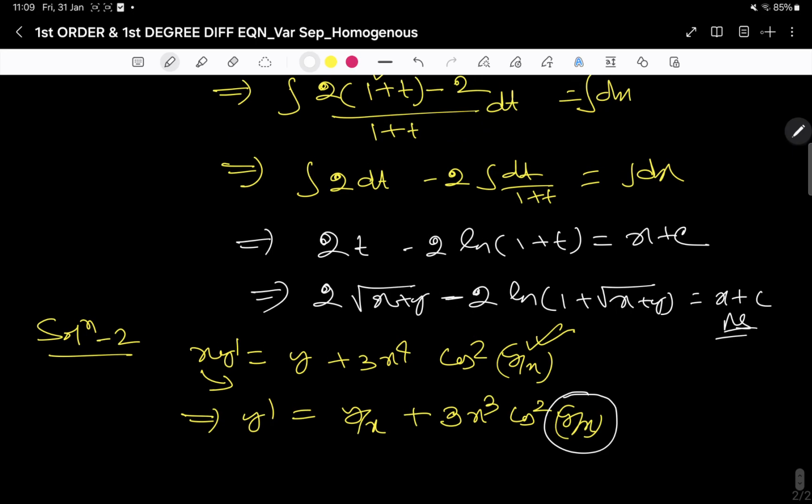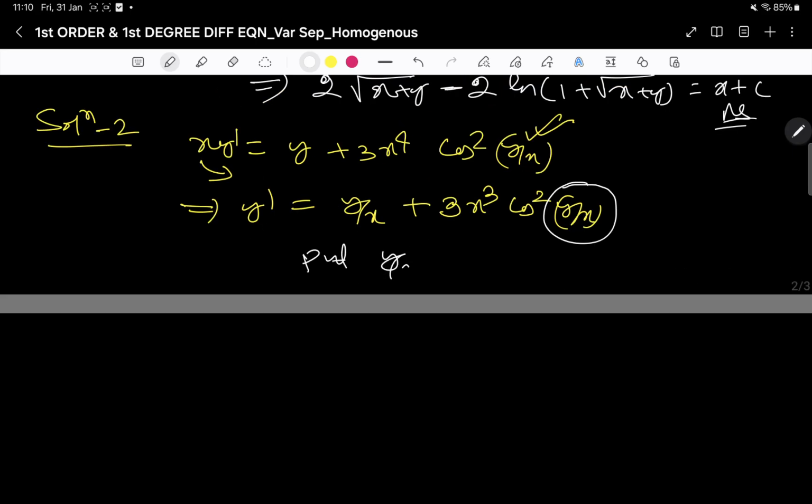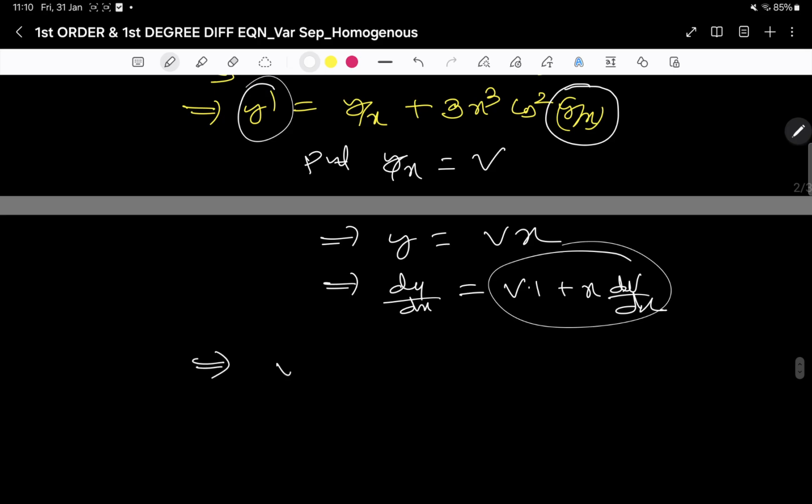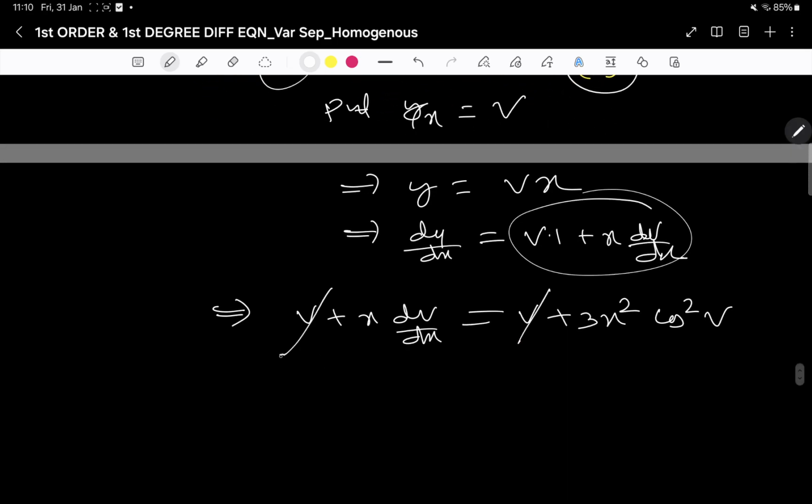Or y by x is equal to v. Now we put y by x is equal to v. So this implies y is equal to vx. If you differentiate it, dy by dx is equal to v into 1 plus x dv by dx. So in place of y dash, you substitute this. So this implies v plus x dv by dx. On the right hand side it is v plus 3x square cos square v. Now we separate; v cancels on both sides. So this implies x dv by dx is 3x square cos square v.